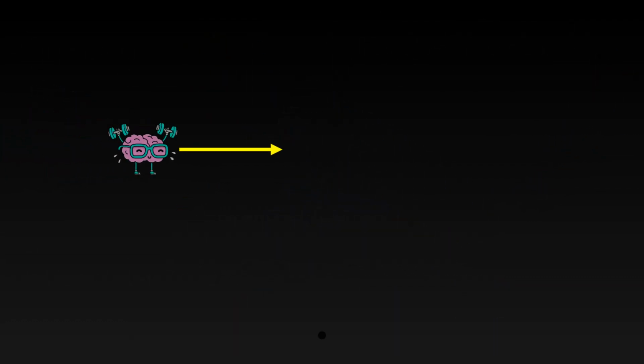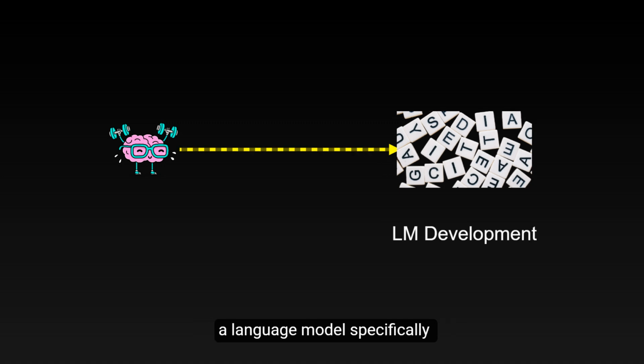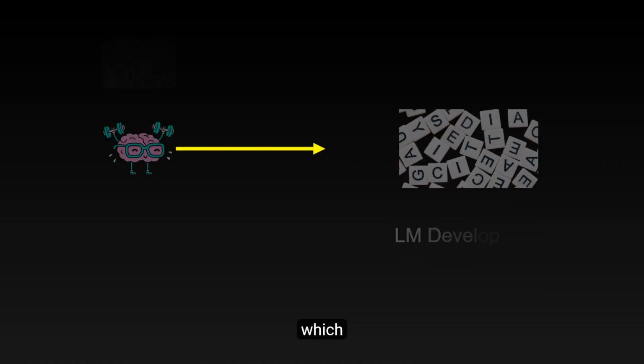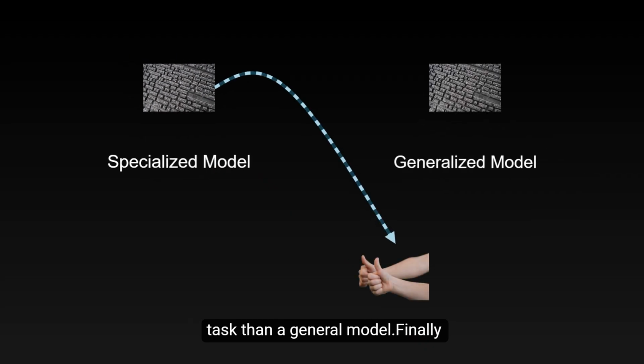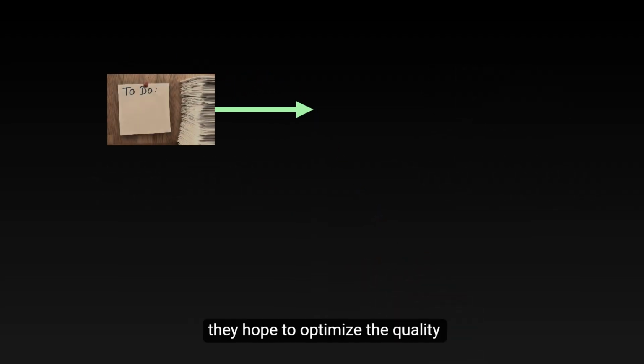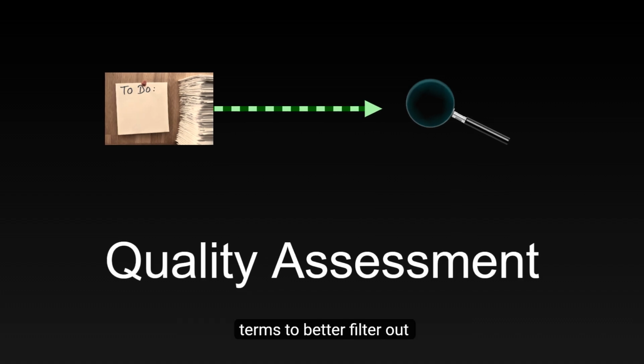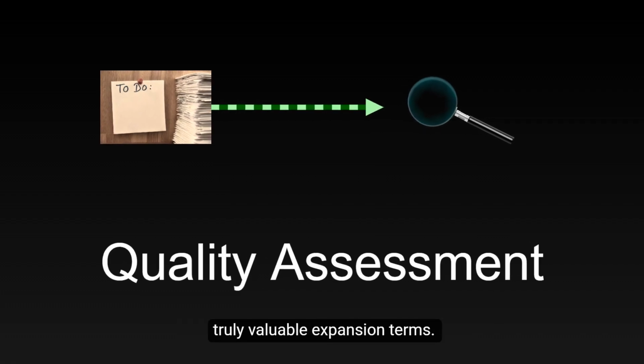Additionally, the team is considering developing a language model specifically for query expansion, which may be more suitable for this task than a general model. Finally, they hope to optimize the quality assessment mechanism for expansion terms to better filter out truly valuable expansion terms.